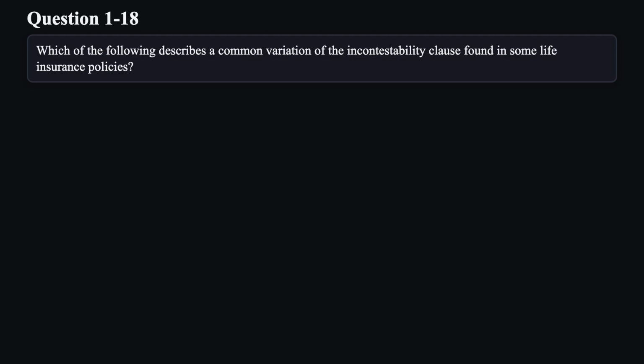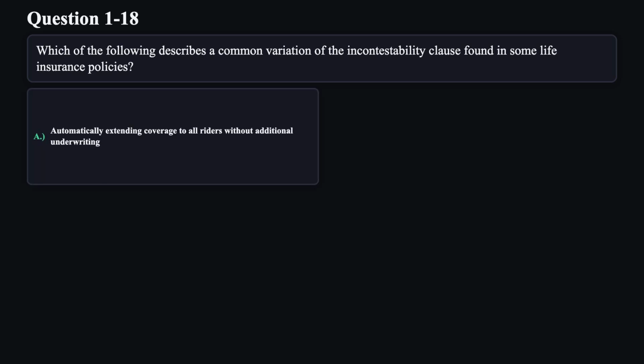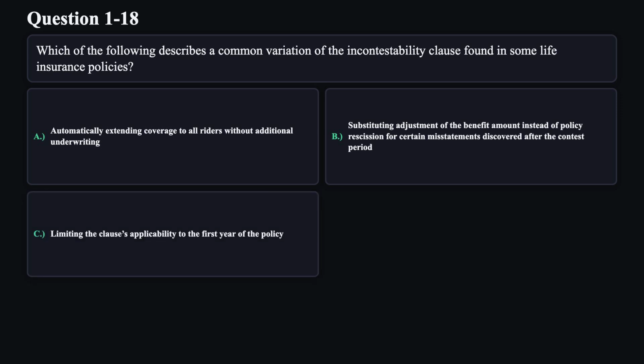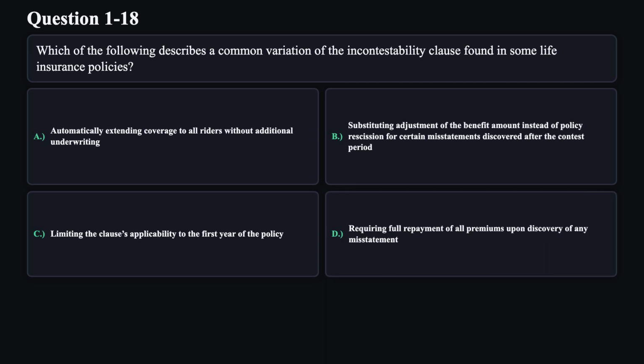Question 18. Which of the following describes a common variation of the incontestability clause found in some life insurance policies? A. Automatically extending coverage to all riders without additional underwriting. B. Substituting adjustment of the benefit amount instead of policy rescission for certain misstatements discovered after the contest period. C. Limiting the clause's applicability to the first year of the policy. D. Requiring full repayment of all premiums upon discovery of any misstatement.